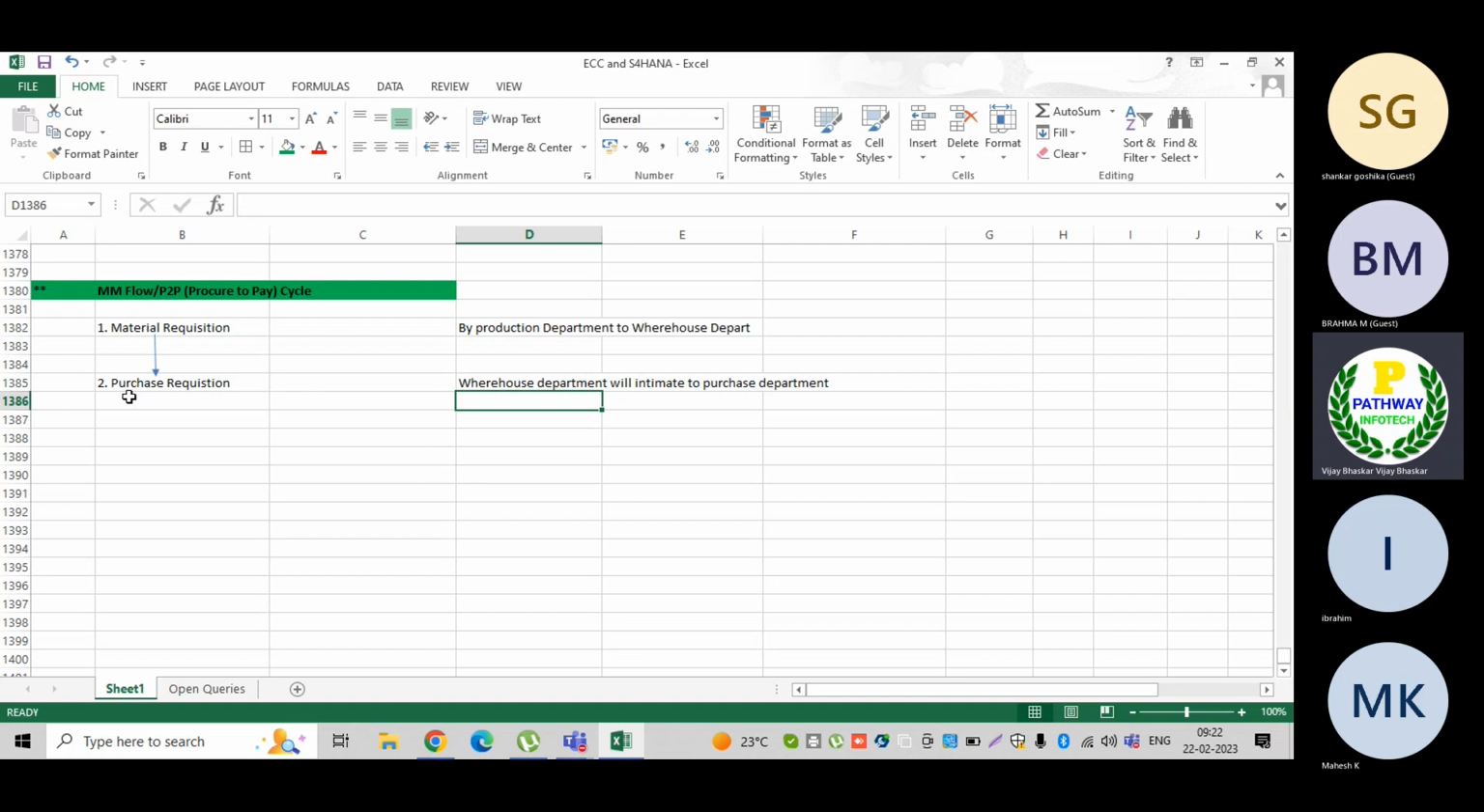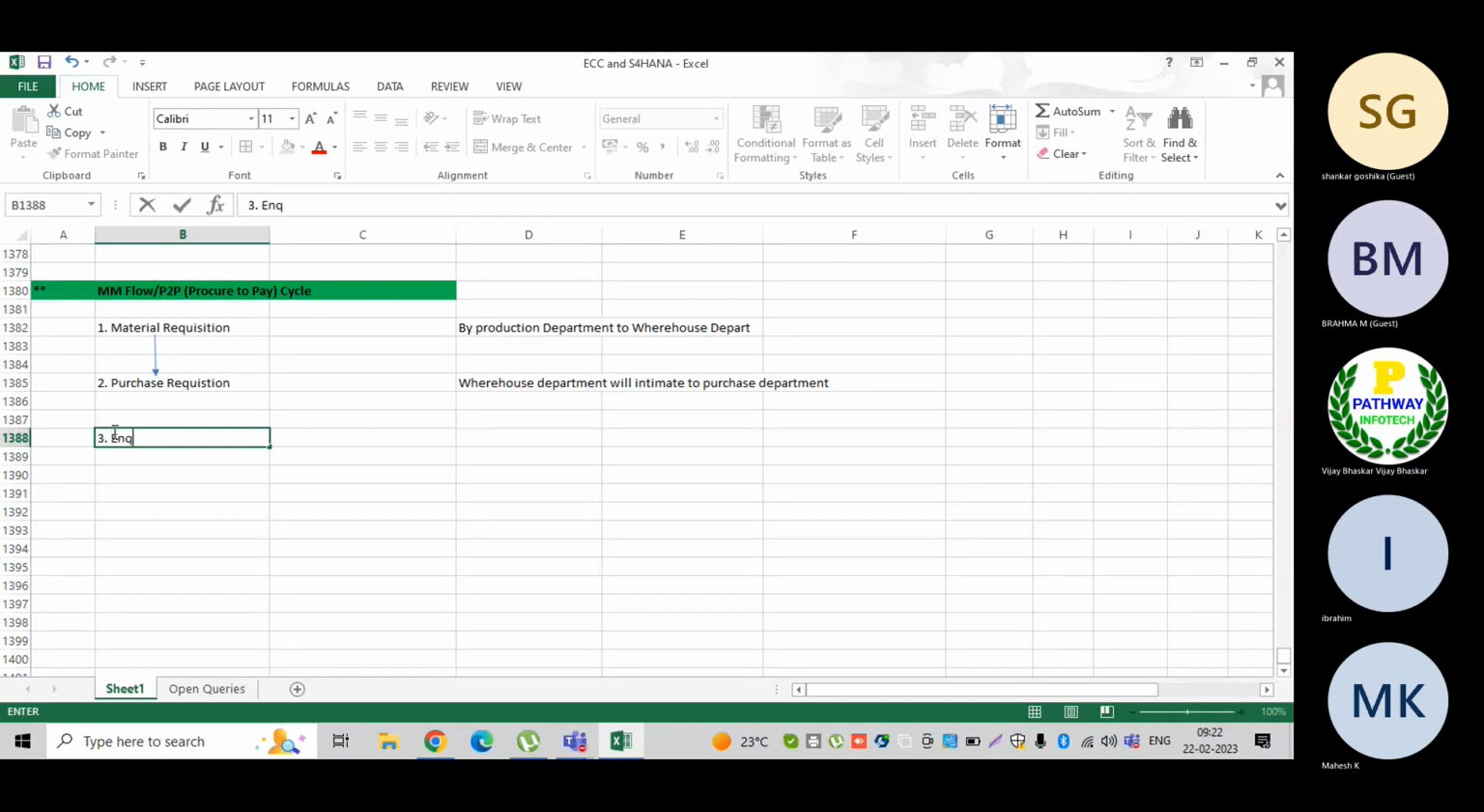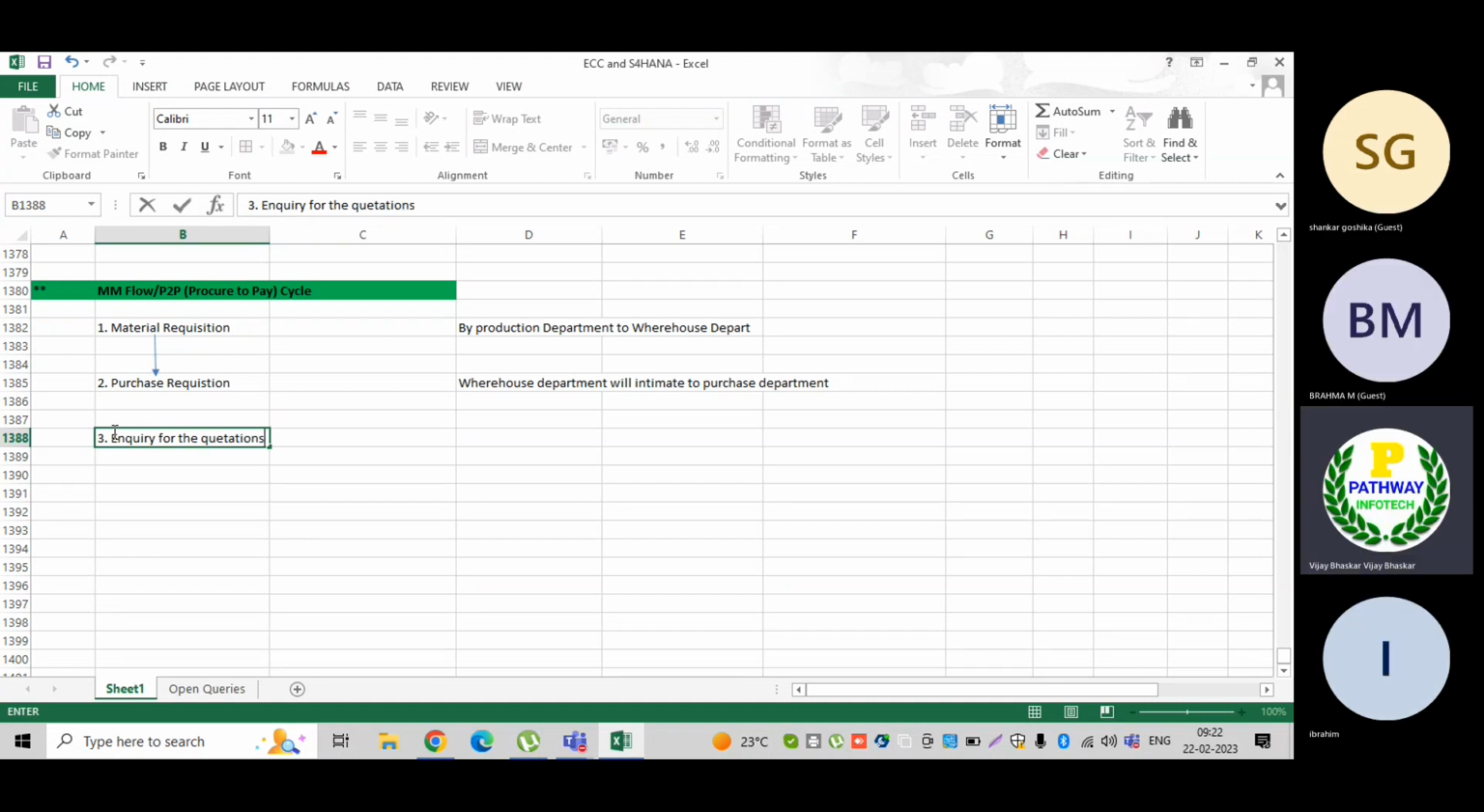Then on behalf of that, they will create the purchase requisition. Then on behalf of the purchase requisition, they call for the inquiry. So the purchase department will make an inquiry for the quotation, not only a single quotation, multiple quotations, by the purchase department.